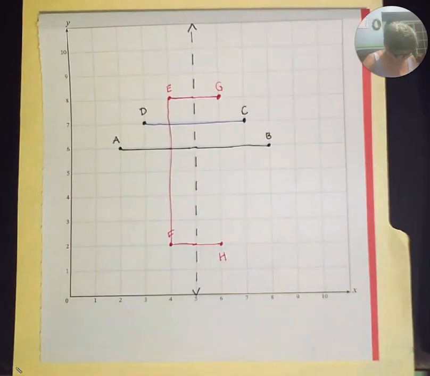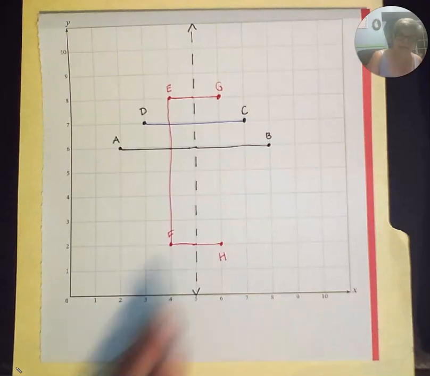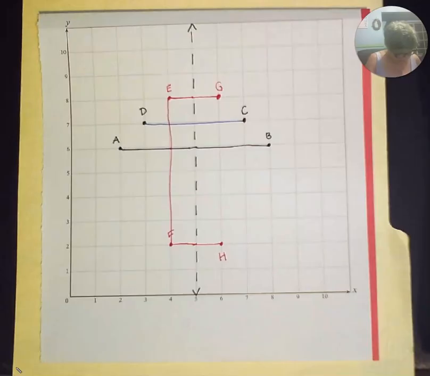And once again, how many units left or right of the line of symmetry are G and H? They are 1 unit to the right of the line of symmetry. Okay, very good. How can you connect points E, F, G, and H to create a symmetric polygon?